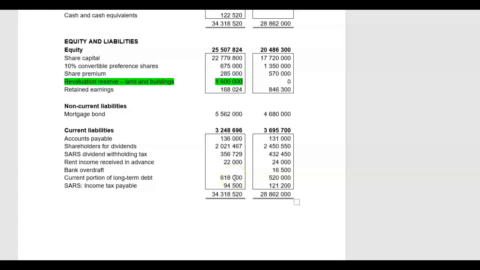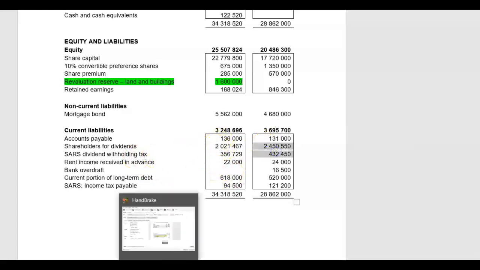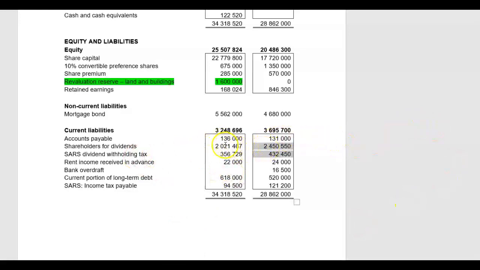Then retained earnings, mortgage bond, accounts payable, shareholders for dividends and SARS dividend withholding tax. Now this one, remember, shareholders for dividends will be those two balances together, opening balance, and those two balances together being closing balance. Rent income received in advance. Now, rent income is a separately disclosable item, and some of that income has been received in advance. Bank overdraft, current portion of long-term debt.